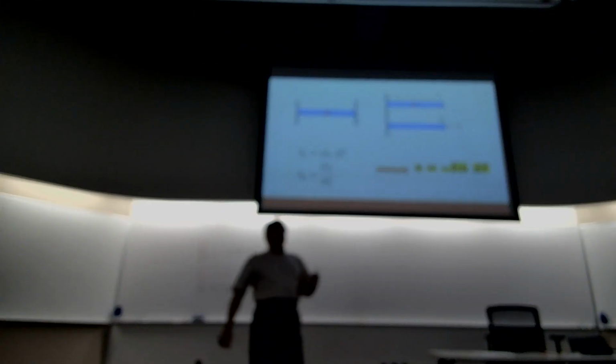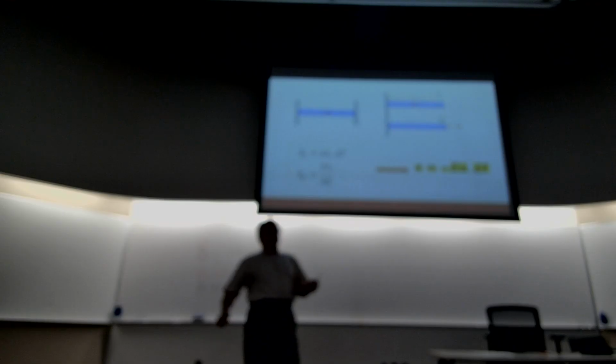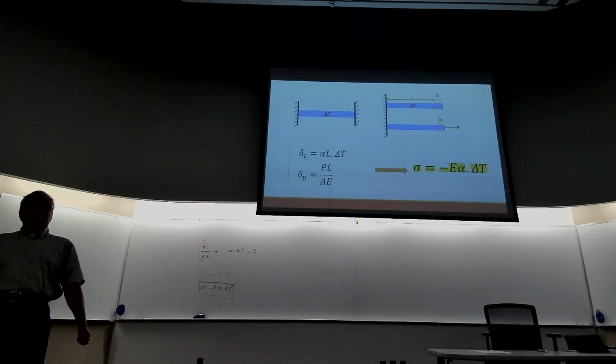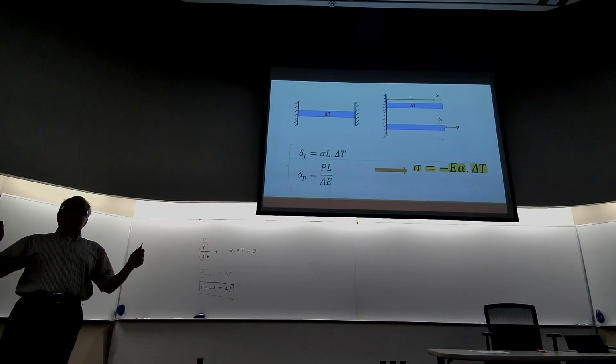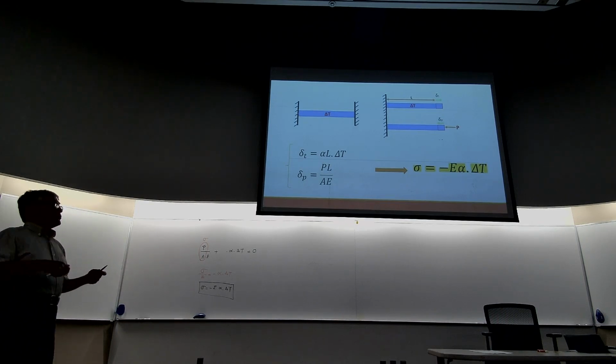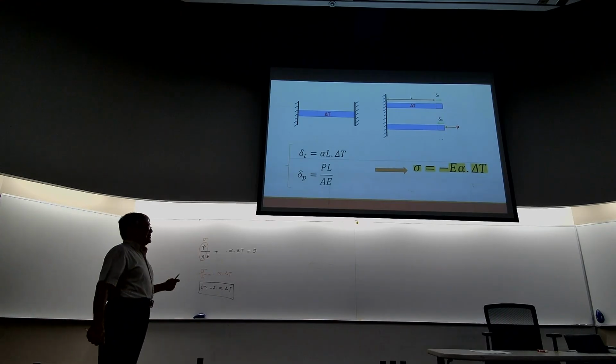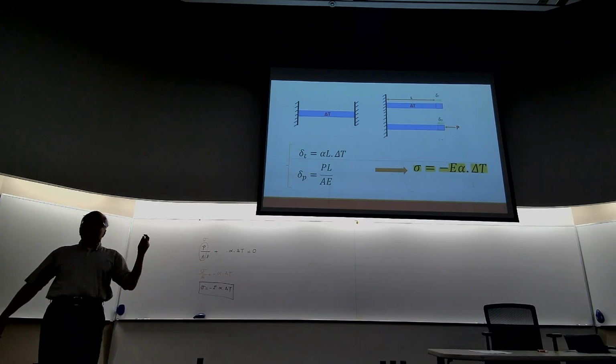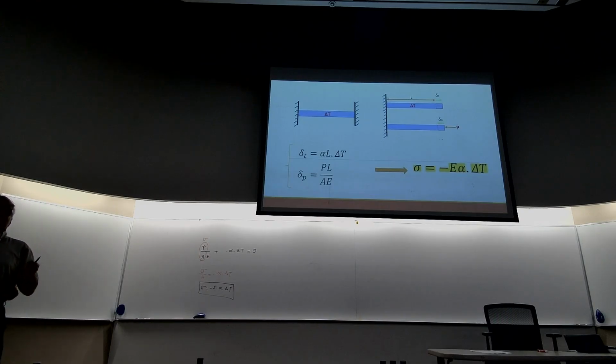If you raise the temperature, delta T is positive, but the minus sign in the equation tells us that we have compressive normal stress, and vice versa. To reduce the temperature, the material wants to get shorter. It will be pulling on the walls, the walls pull back, and we will have positive sigma corresponding to tension. Questions about this situation here?